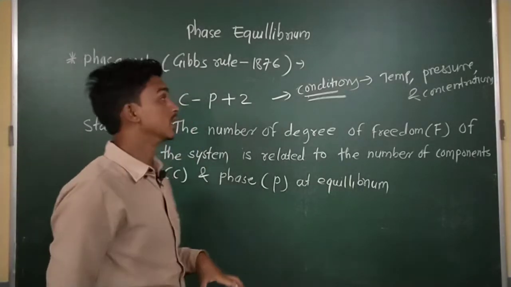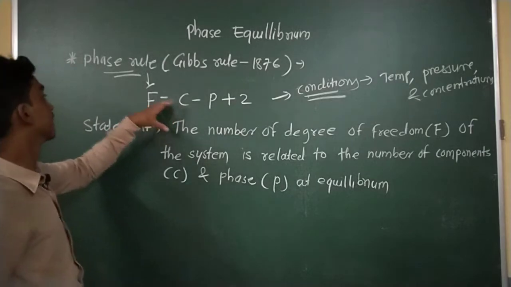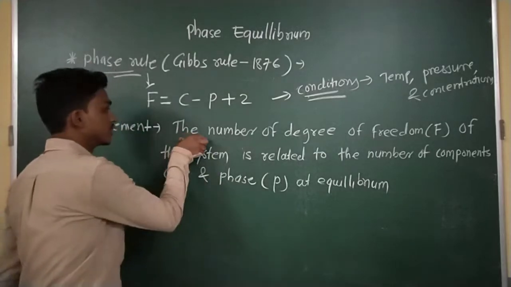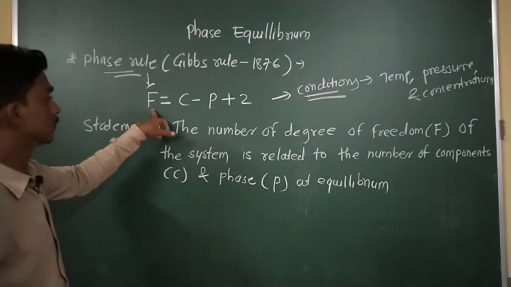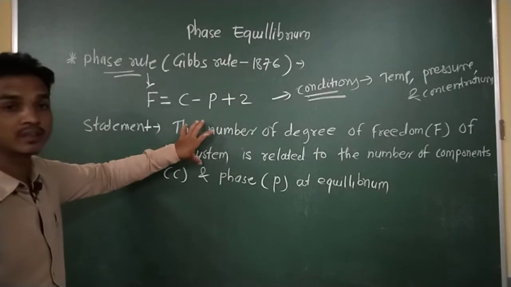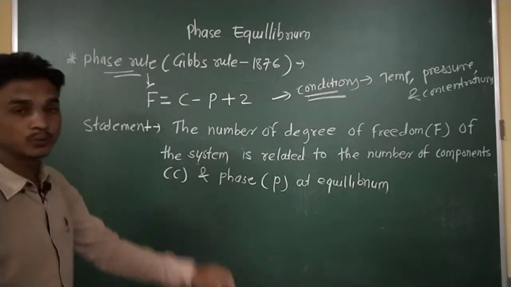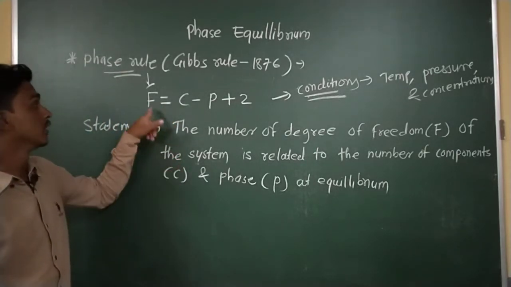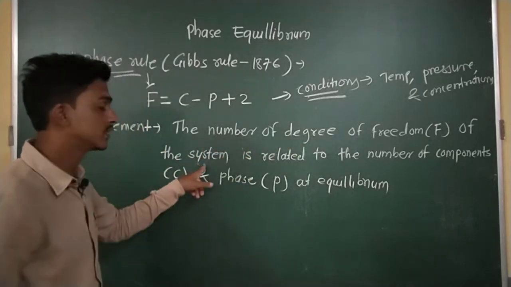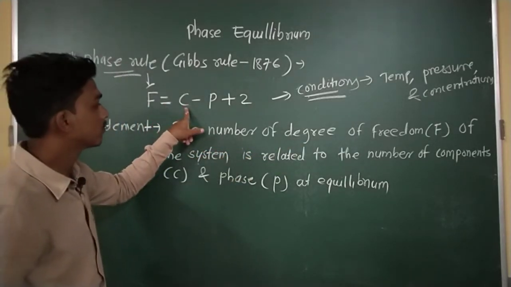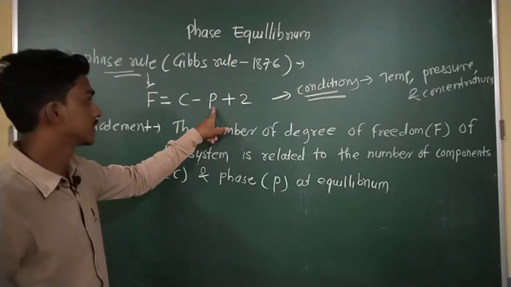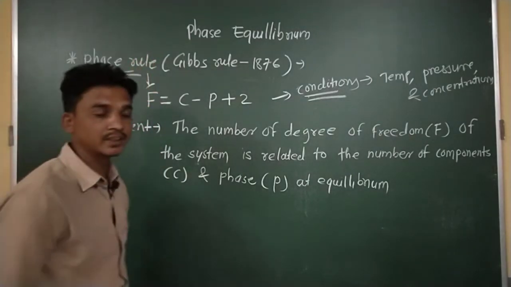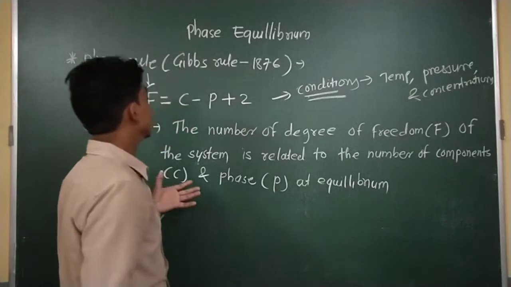Questions may ask, give the phase rule or give the statement of the phase rule. So your statement is like that, and if you are forgetting this statement, then you should remember the equations. From these equations you can write: the number of degrees of freedom of this system is related to the number of components and phases at equilibrium. This is a very simple statement and very easy to remember.